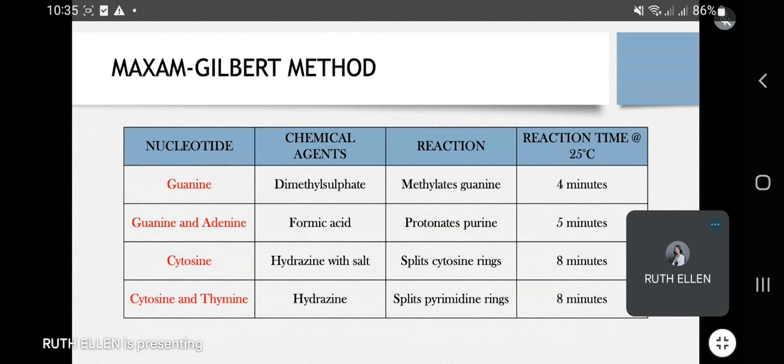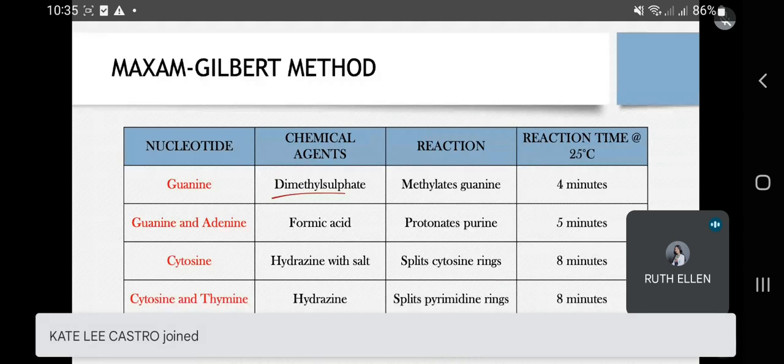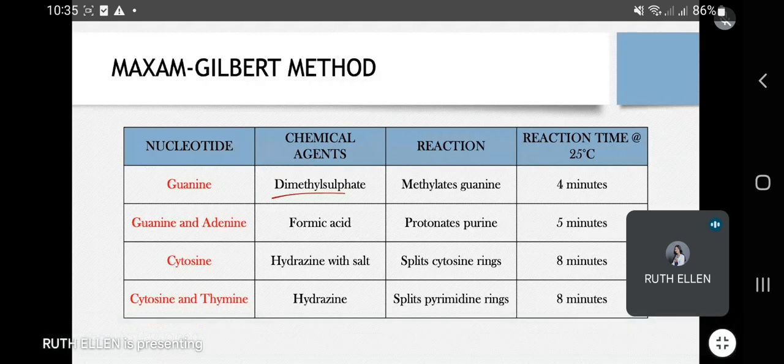Next, for our chemical agents or base modifiers, discuss natin isa-isa. First, we have dimethyl sulfate. Ang action niya is that it methylates guanine. So the reaction happens in 4 minutes at 25 degrees Celsius. Ang target ni dimethyl sulfate, it's guanine. Next, we have formic acid.